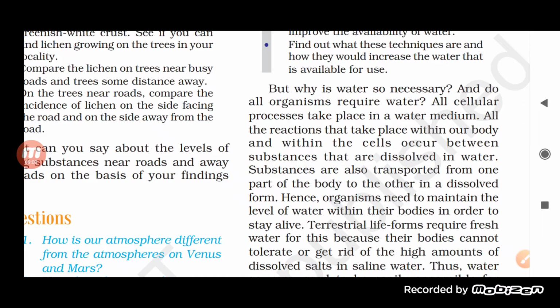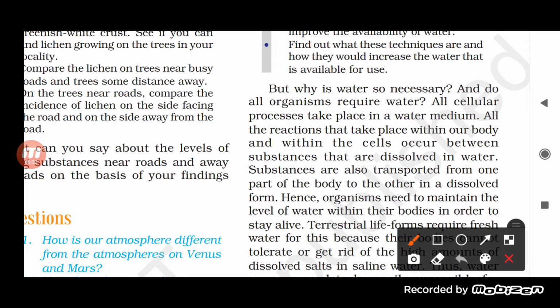In the process of digestion, anything that happens, you will find that water is released. Even we can take an example of salivary amylase which releases water. Although when we eat anything, the water mixes with the food, making it soft so that the process of digestion can occur easily. So we can say here that all the reactions that take place within our body and within the cell occur between the substances dissolved in water. Now the substances are also transported from one part to another in a dissolved form.